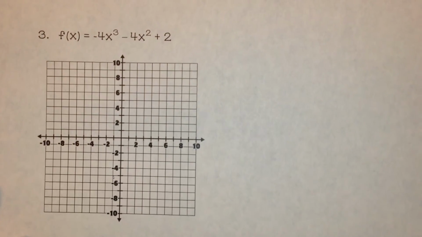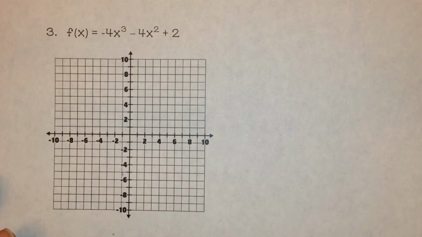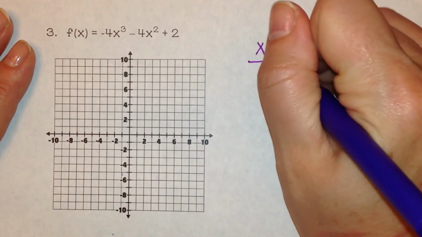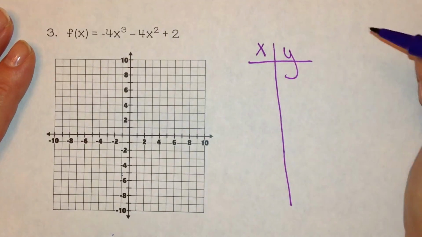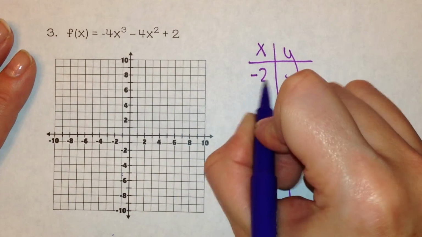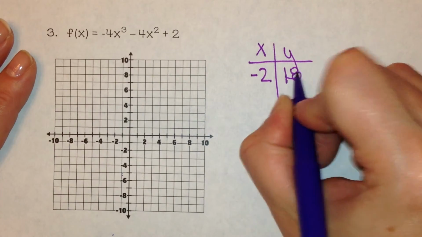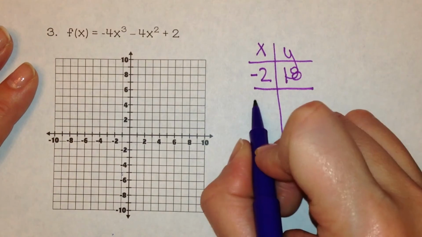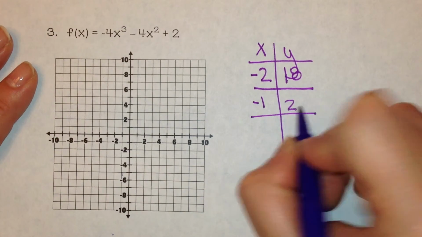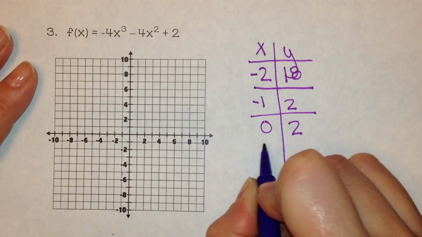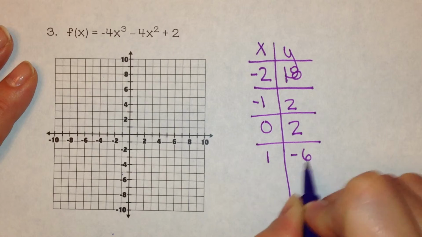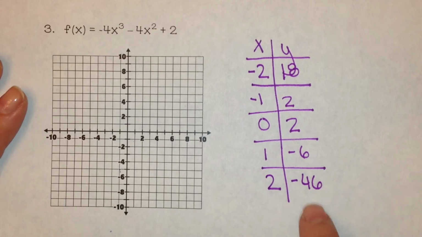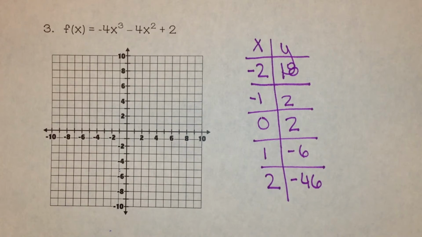All right, so this third one. Okay, so I already figured out what the values were. So I plugged in when x was -2, and I got out y is 18. So again, I wanted to know one value where it was off the graph so I could figure out where it came from. So when x was -1, y is 2. When x is 0, y is 2. When x is 1, y is -6. And when x is 2, y is -46. So this one went off the graph on the other side of the x-axis.